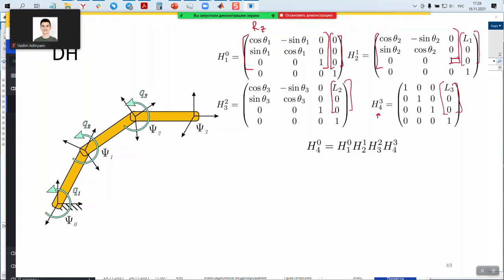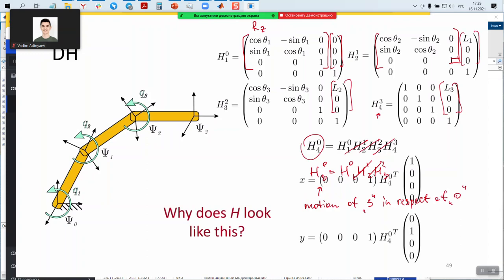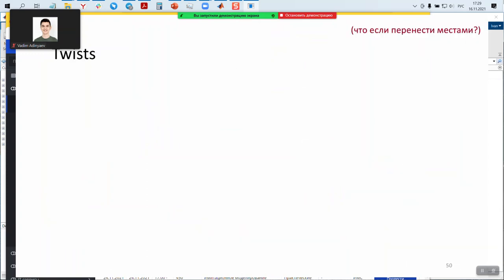And if you want to solve direct kinematics, you need to use the chain rule. If you multiply all these homogeneous transformation matrices, because of closure and associativity, you can calculate the position of some frame 4. Here actually I do not have any frame 4. So for the picture that I have, it's supposed to be like this. And you have here the motion of frame 3 with respect to frame O.